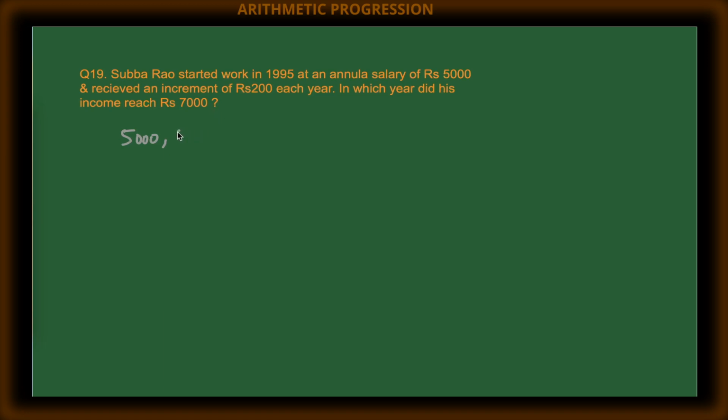Okay, so every year it was incrementing by 200. So 5,000 plus 200 is 5,200, then again incrementing by 200, it becomes 5,400. Like this it reached an income of 7,000. We need to find at which year, which is nothing but here the nth term. This is the arithmetic progression we can retrieve from this question.